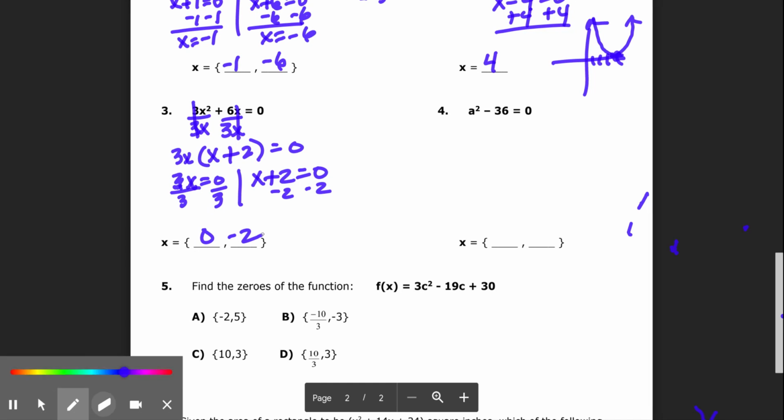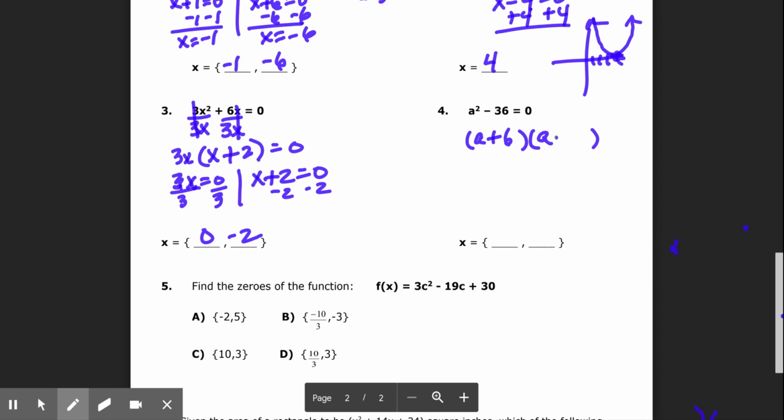All right, number 4. This is going to be the difference of two squares if you haven't recognized it already, because the first and last term are perfect squares, and you have the difference, which is a minus sign. So this will be a plus 6 and an a minus 6. You set each one equal to 0. A plus 6 equals 0. Subtract 6, so you get a -6. And then a minus 6 equals 0. You add 6 to both sides, so you get a positive 6 there.